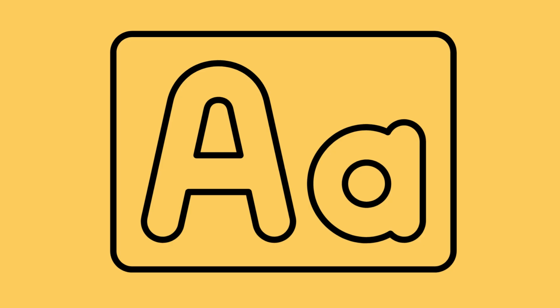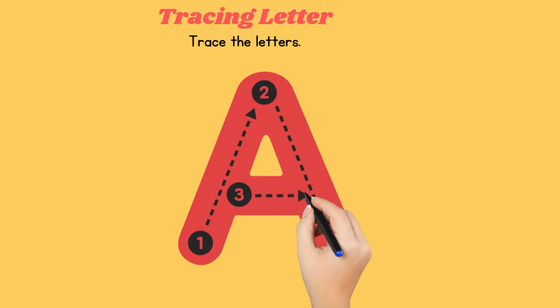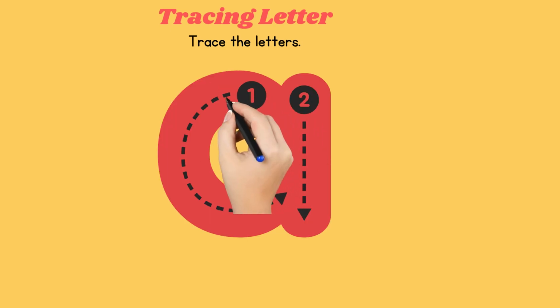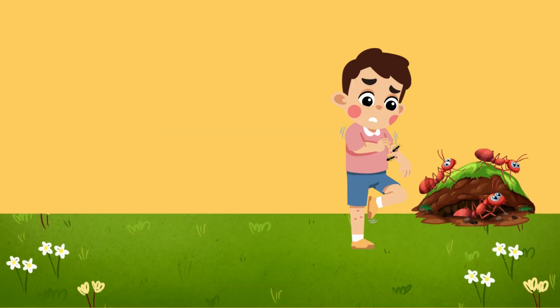Now we will see the formation of capital A and small a. Come on, practice with me. For capital A, go up, and down, cross a line. For small a, go round and down. Come on, kids, practice with me. Go round and down. Now, kids, let's listen to the rhyme of the letter A.